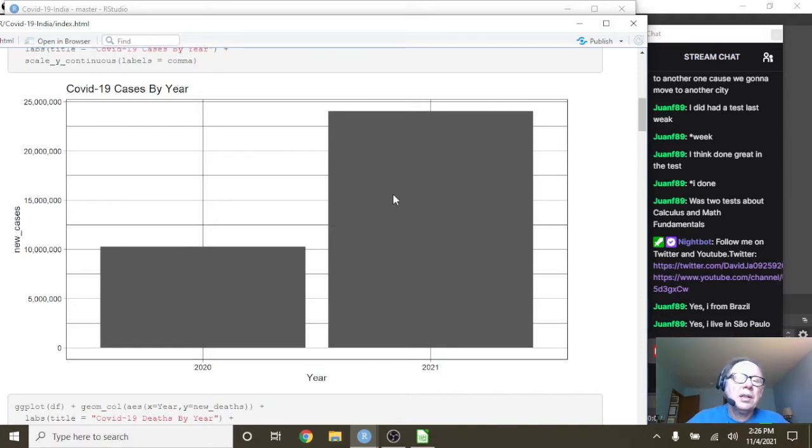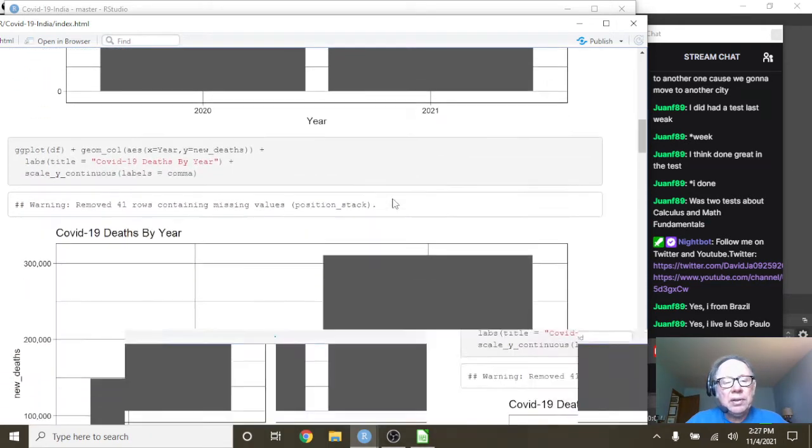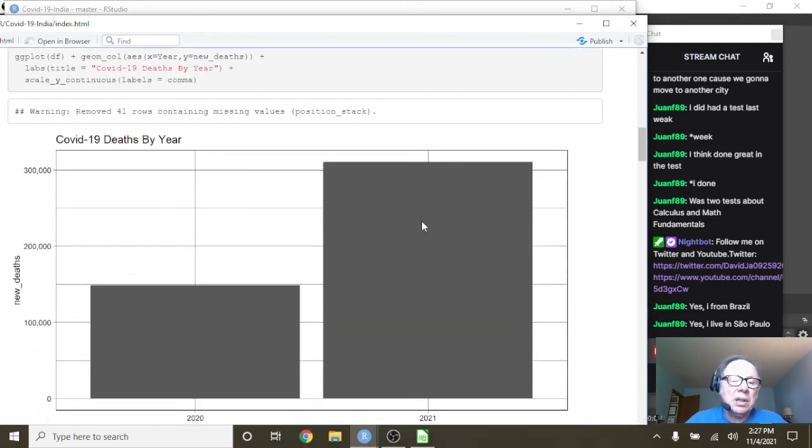You can see that 2021 cases for India is well past 2020's numbers. You still have a little over a month and a half to go. What about deaths? Deaths are past 2020 numbers. COVID-19 deaths are past 2020 for India also.